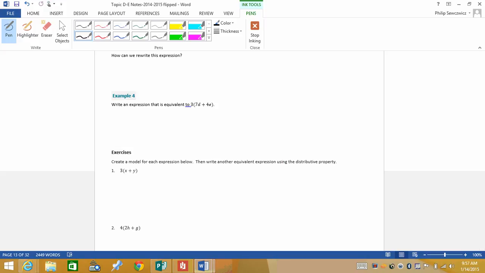A number up against parentheses means to multiply, but there are 2 terms in there, so you have to multiply it to both of them. So 3 times 7d, not 7t, 7d. 3 times 7 is 21, and we've got our d. 3 times 4e, 3 times 4 is 12, so it's 12e.